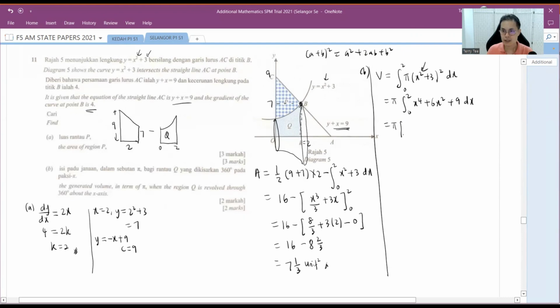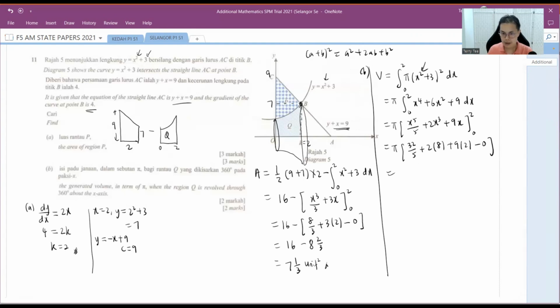Now let's integrate this. This is going to give us x power 5 over 5. This will be x power 3, 6 divided by 3 gives us 2. And this is 9x, lower limit 0, upper limit 2. Now let's sub inside again. Put 2 inside. I got 32 over 5. This is 2 power 3 is 8, 9 times 2, minus 0.